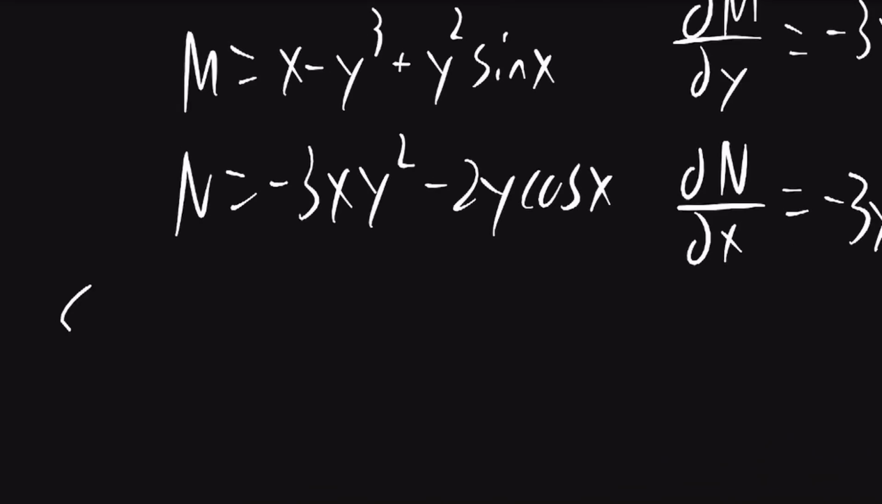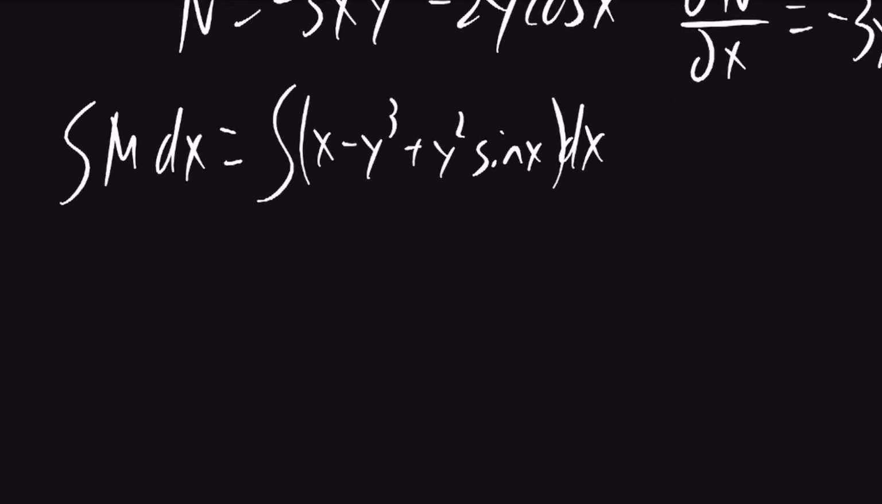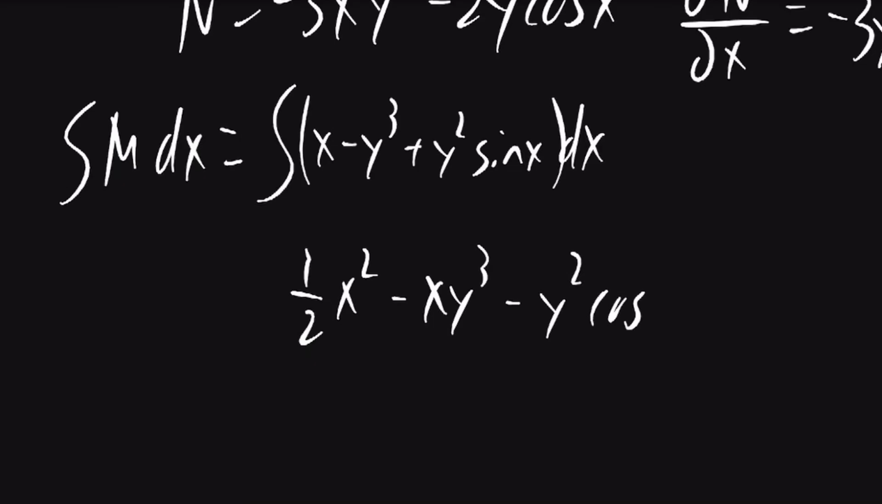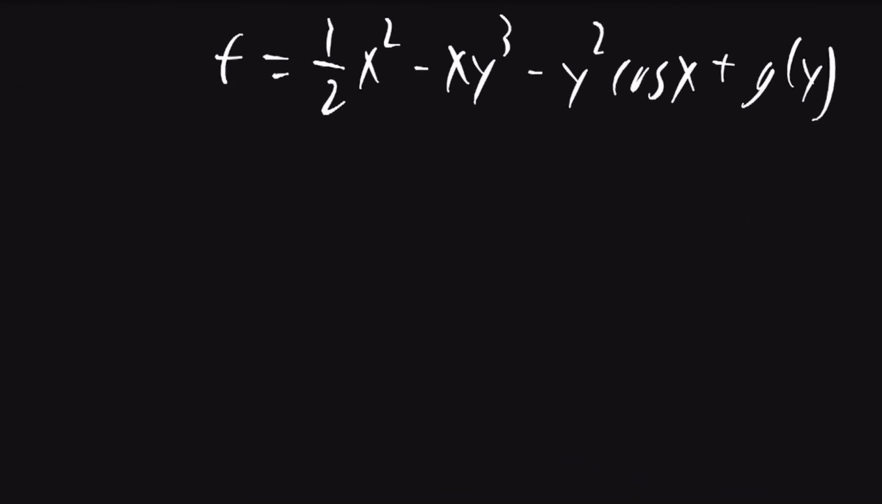We now need to find the integral of M with respect to x. So it'll be the integral of x minus y cubed plus y squared sine of x dx, which is going to be 1/2 x squared minus xy cubed minus y squared cosine x plus g of y. This is our function. To find g of y, we can take the partial derivative of this function with respect to y. This is definitionally equal to N.